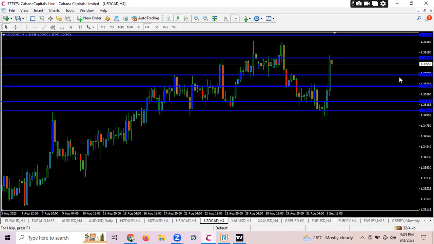So this will be my first entry. This will be my second entry. This is the aggressive entry, this is the conservative. Okay, so that's my take on USD CAD. Break below the support, sell. Break above resistance, buy USD CAD.